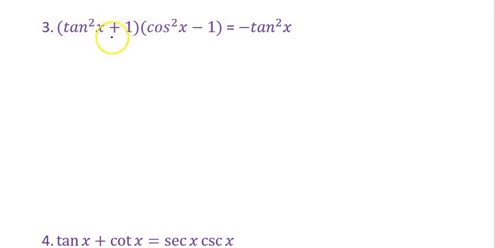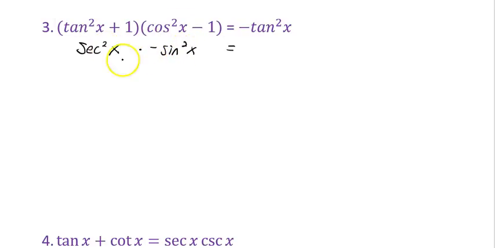Tangent squared plus 1, I immediately recognize it's a perfect Pythagorean identity, so that becomes secant squared. Cosine squared minus 1 is a manipulation of Pythagorean identity, so that should equal a negative sine squared. You got to get that negative in, so make sure that you do your scratch work on the Pythagorean identity to make sure that you have not messed up a sign.